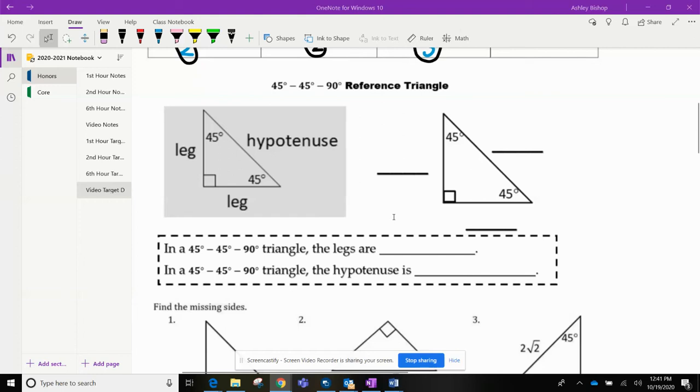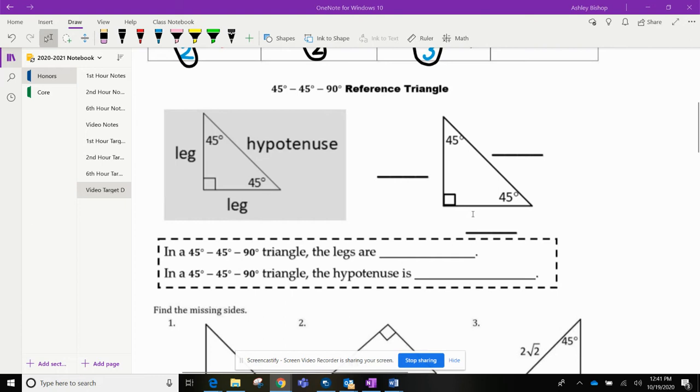All right, now we are going to do the other half of this page. We're going to talk about special right triangles, and we have two types of them. We have 45, 45, 90-degree triangles, where the angles in the triangle are 45, 45, and 90. And tomorrow we will talk about 30, 60, 90 triangles. So today we're talking about 45, 45, 90.